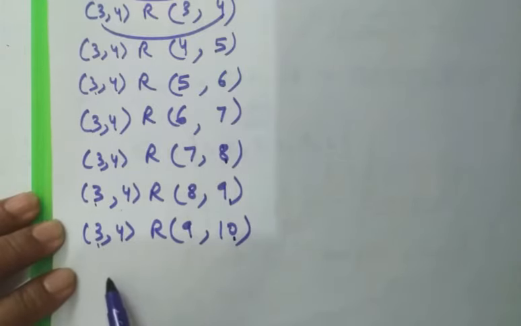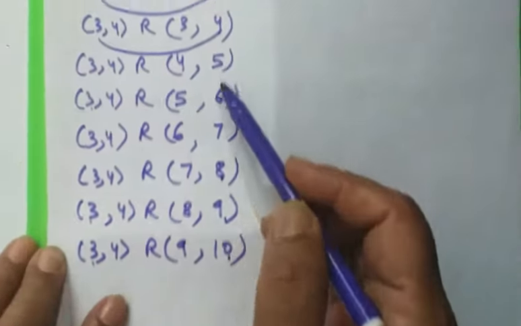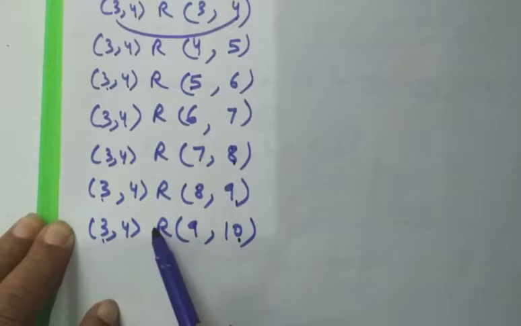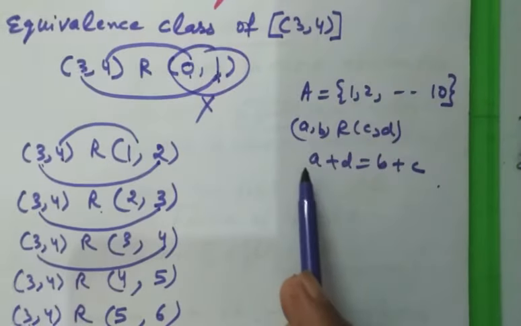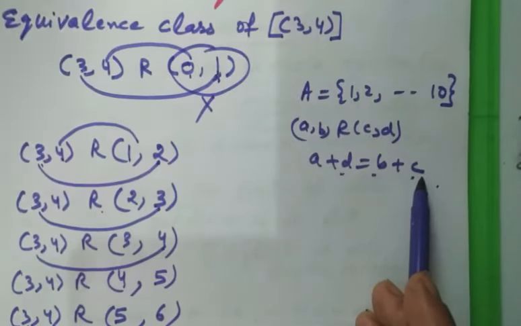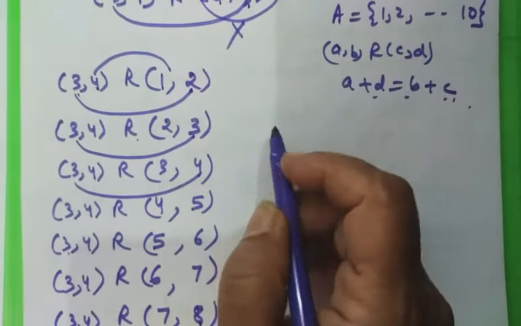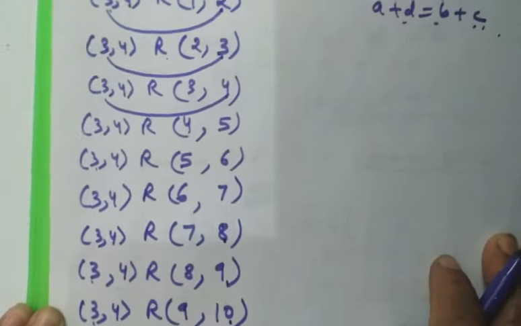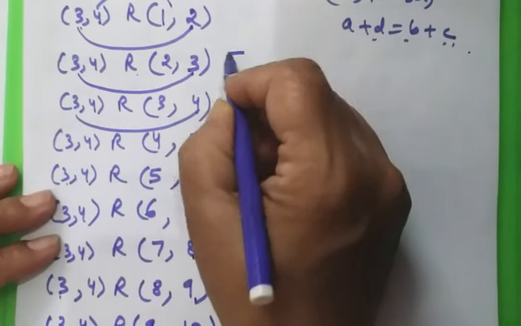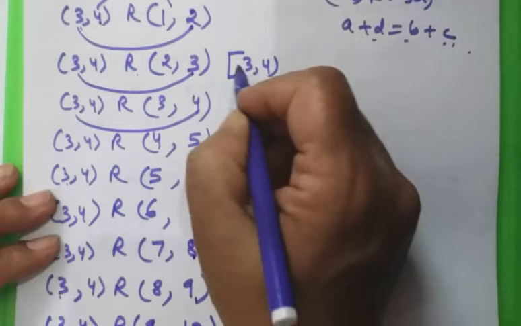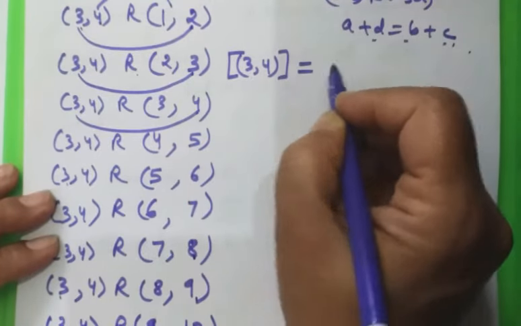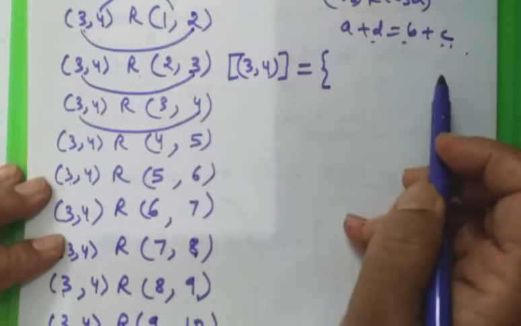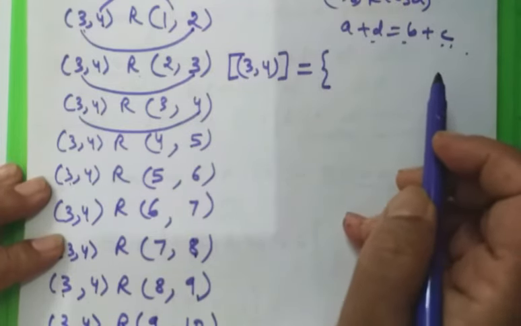So I can see that all these ordered pairs which I have listed here are related to 3, 4 under the relation A plus D equal to B plus C. You can see all the ordered pairs and you already know how we have written them. So now I can write the equivalence class of 3, 4. If I put this square bracket, this means equivalence class of 3, 4. This is the set of all elements of the base set A cross A which are related to 3, 4.